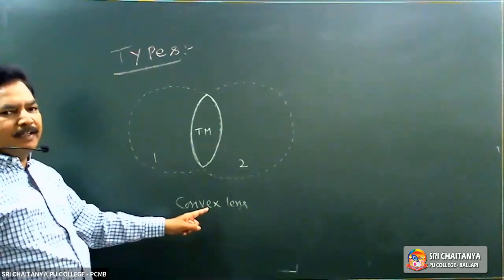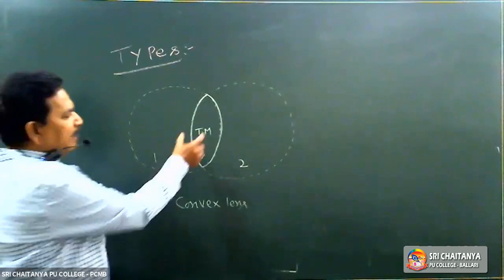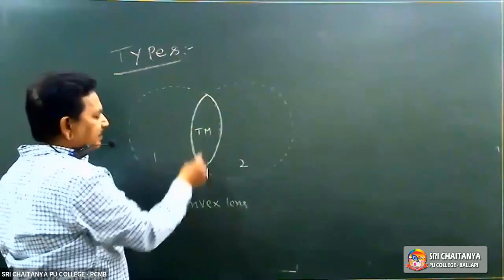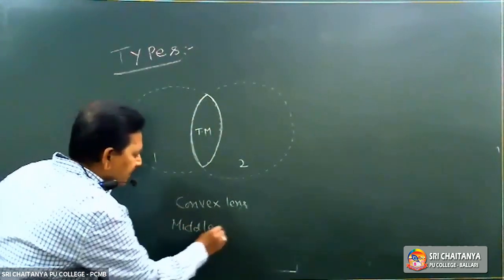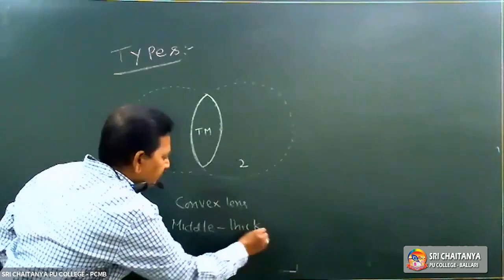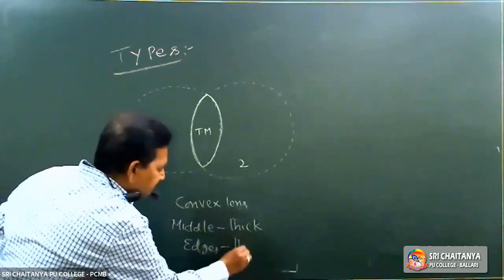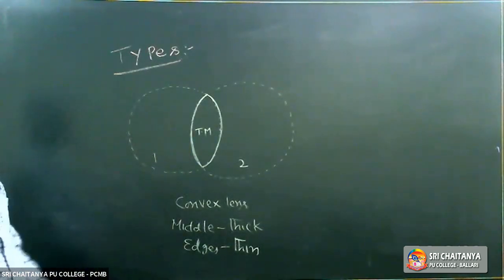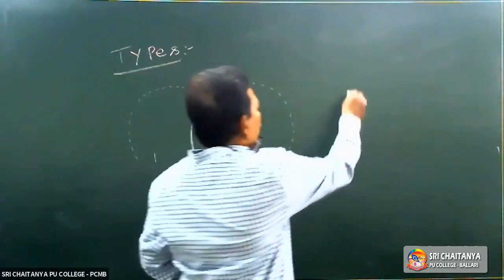One more method to identify a convex lens. The middle part is thick. Near the edges, it is thin. The middle part of the lens is thick. The edges of the lens are thin. That lens is called a convex lens. Now let us consider two more spheres.